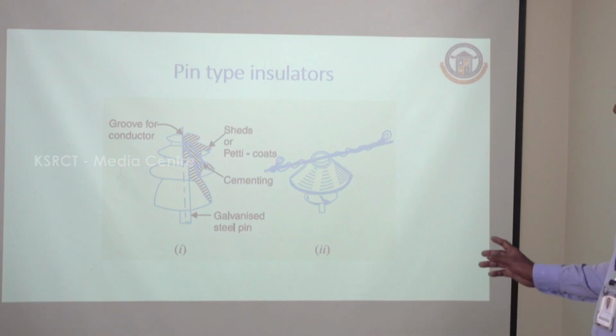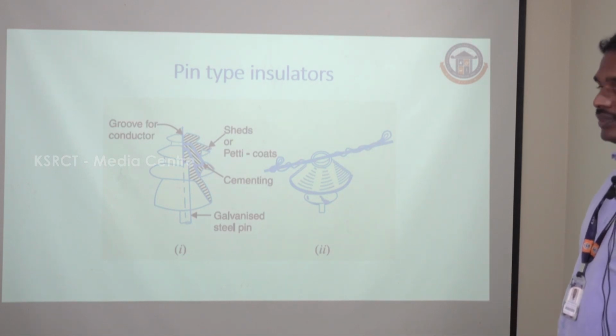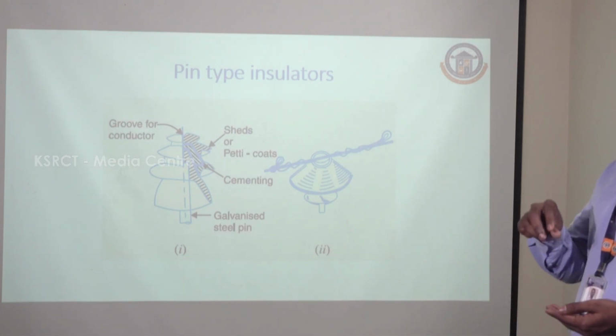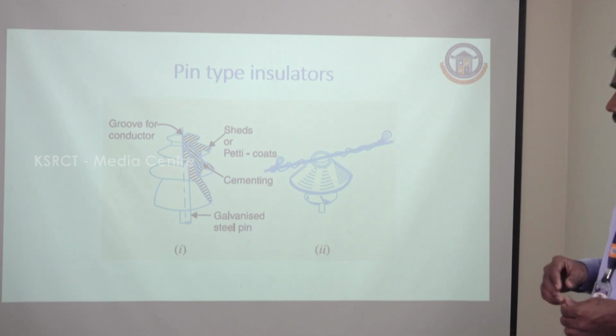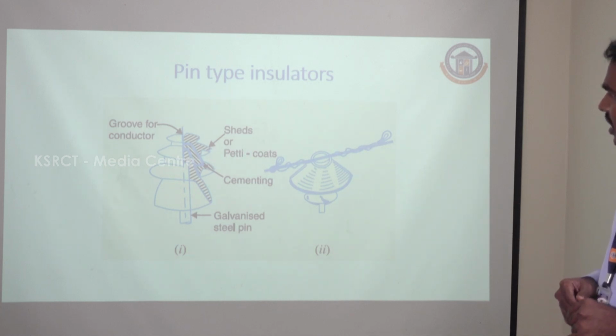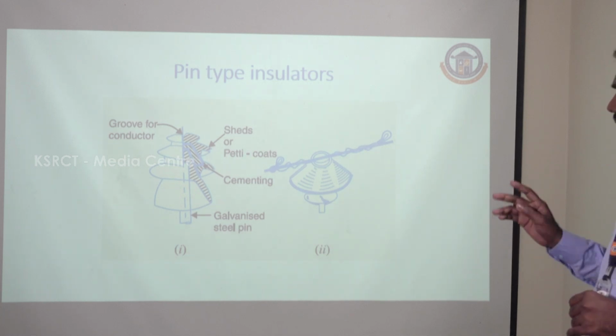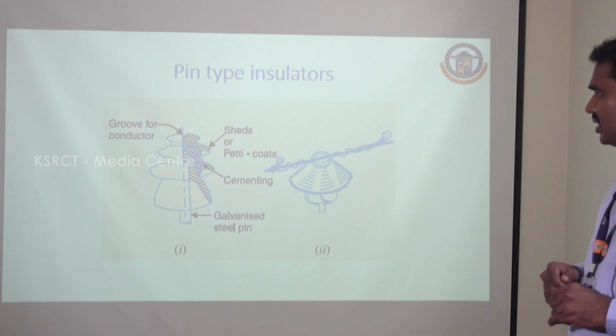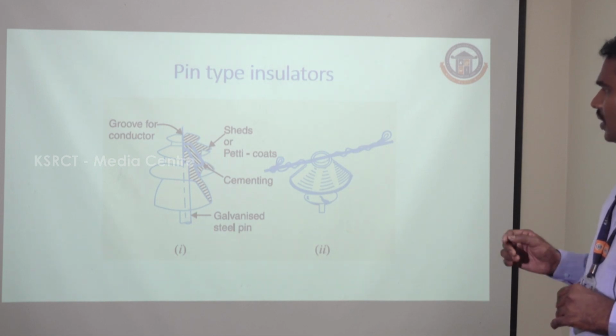So it has a groove for the conductor which is fixed in the top portion of the insulator, and in the bottom portion we are having a galvanized steel pin, and also in between we are having a shade or petticoats, and also we are having cementing. So the structure is like this only.